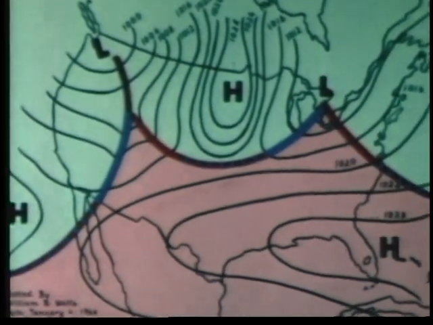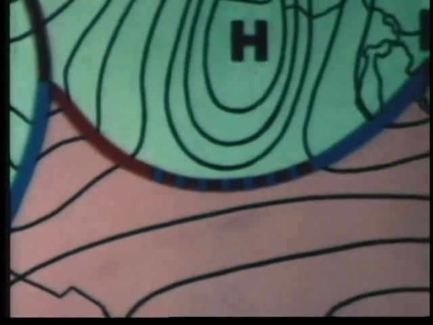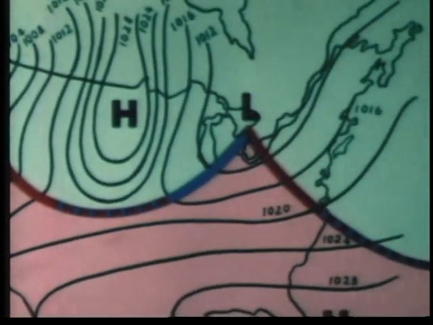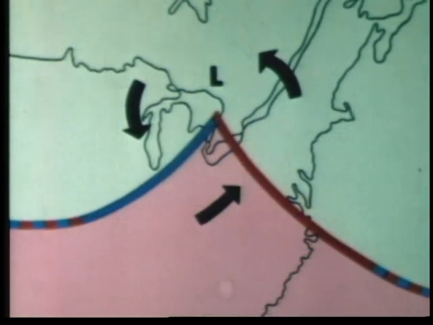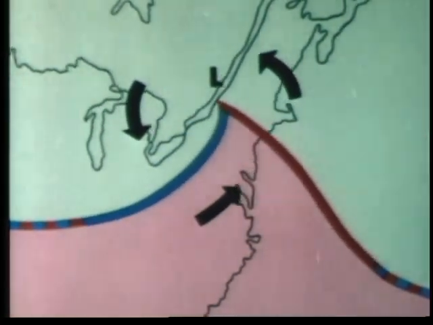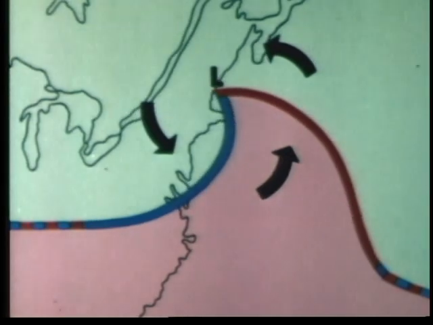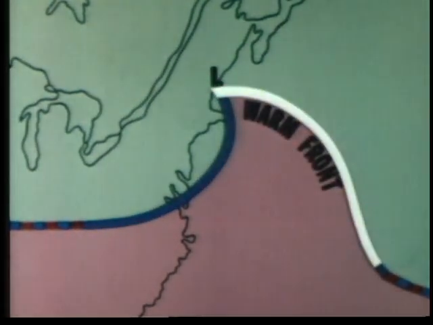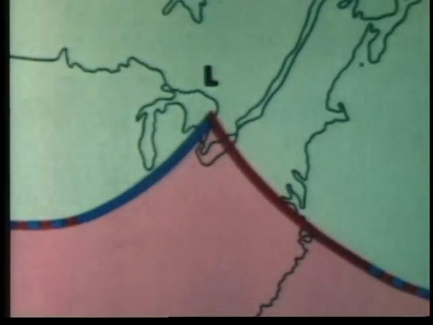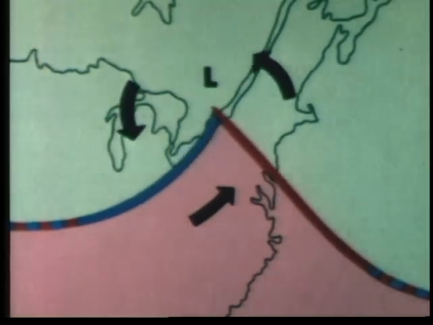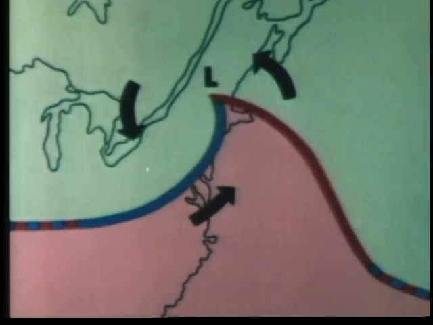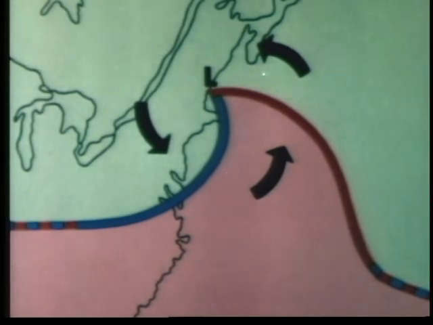When neither air mass pushes into the other, the front between them is called stationary. When the colder air mass retreats from the warmer, its trailing edge is called a warm front. When, however, the colder air mass pushes forward into the warmer, its leading edge is called a cold front.